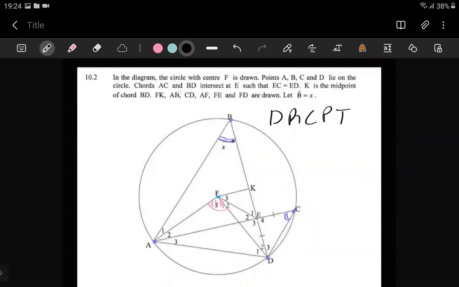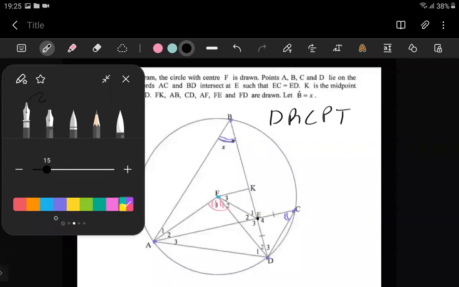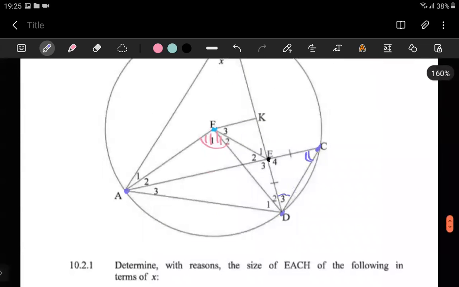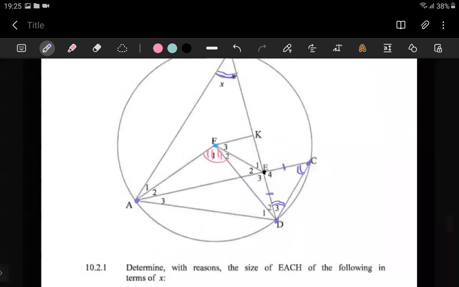Next here it says chords AC and BD. Where is AC? AC and BD intersect at E. Okay, fine. There's a point of intersection here, which is cutting this into four sides: 1, 2, 3, 4. And then it says they intersect at E such that EC is equal to ED. So that's going to make this equal to that. We might as well add that, as long as it's not too cluttered. These are going to be equal because they are base angles of an isosceles triangle.